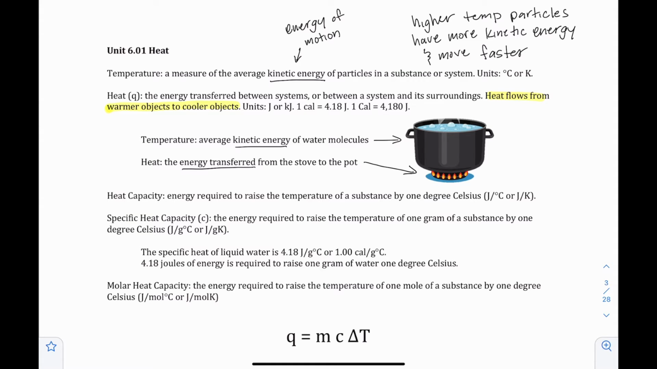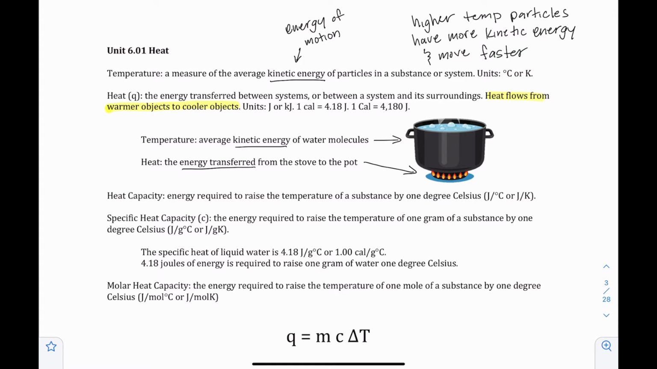Okay, so the heat capacity is the energy required to raise the temperature of a substance 1 degree Celsius. We are going to use a specific heat capacity, which is C, and that is the energy required to raise the temperature of 1 gram of a substance by 1 degree Celsius. The units for that are joules, again the amount of energy, per gram per degree Celsius. Every substance has its own specific heat capacity, or C. The specific heat of water is 4.18 joules per gram degree Celsius, which means it takes 4.18 joules of energy to raise 1 gram of water 1 degree Celsius.